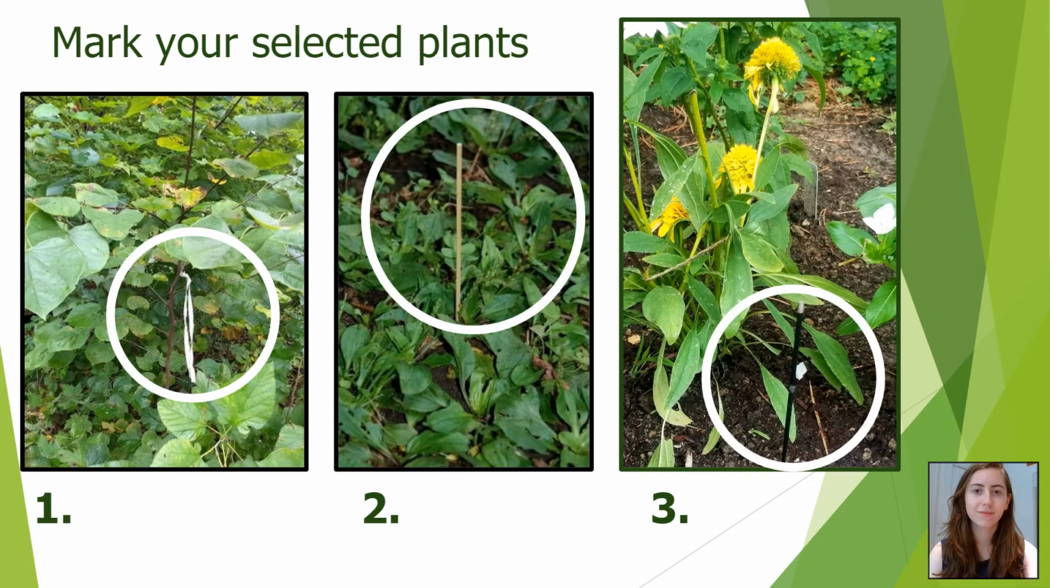Here are 3 possible options for marking the location of your plants. You could tie a strip of cloth on or next to a plant. You could place a metal marker in the ground by the plant, or you could place a stick in the ground by the plant. And these are pictures of the 3 possible options for marking the location of your plants. Number 1 is a picture of a tied strip of cloth. Number 2 is a picture of a stick in the ground. And number 3 is a picture of a metal marker.